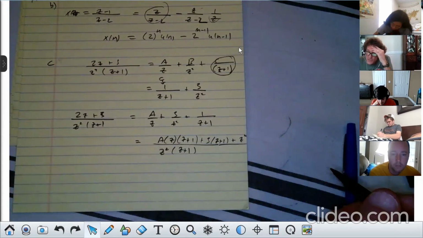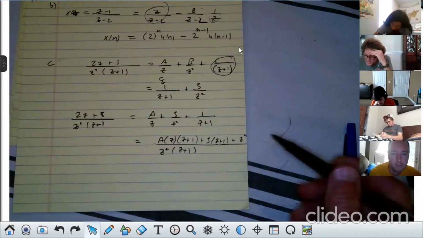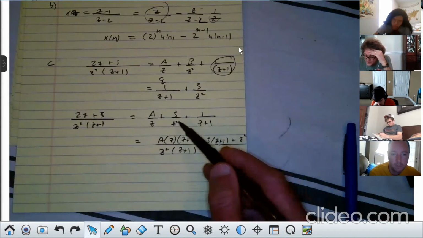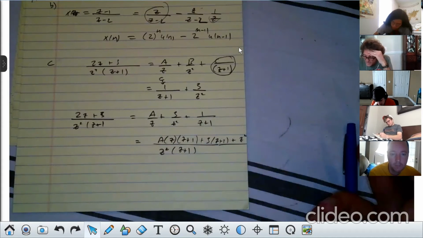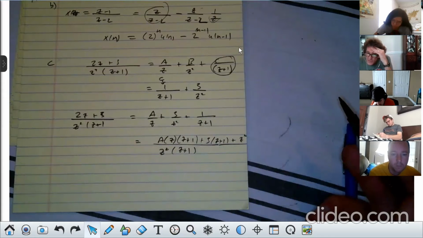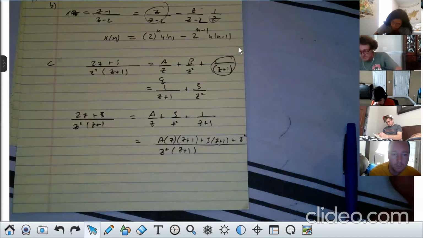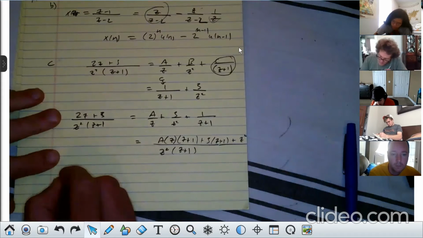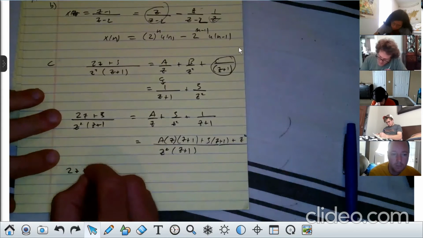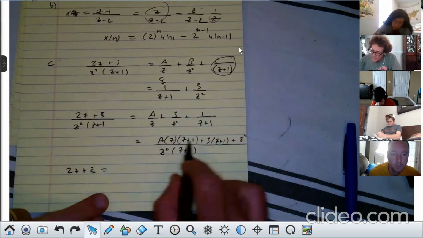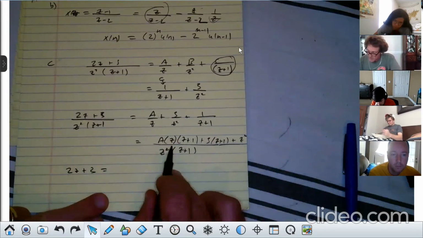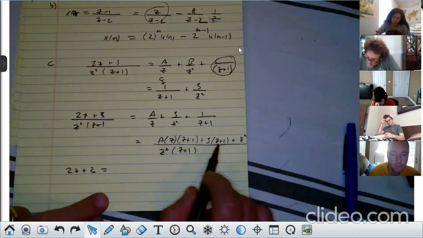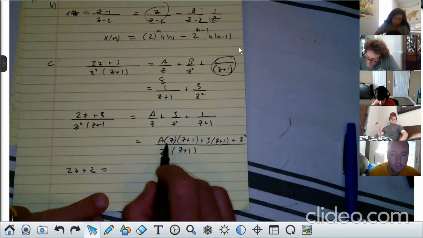You guys with me? Y'all follow me? I'm just getting all these things under a common denominator. A is the only thing I don't know. I'm not doing it with the derivative method this time. So now what am I equating? I have 2z plus 3 on this side, equal to, on this side, I'm going to get the highest power of z, which is z squared. And if I look at this, I have what?